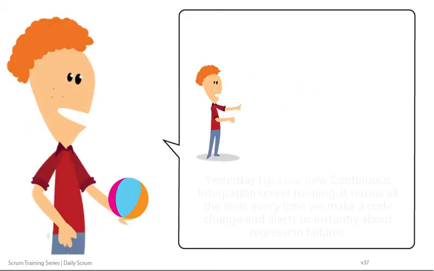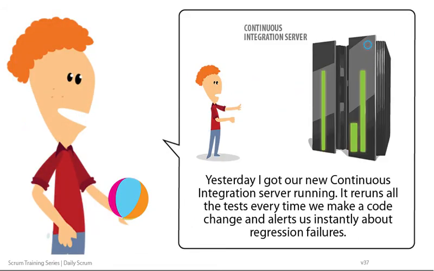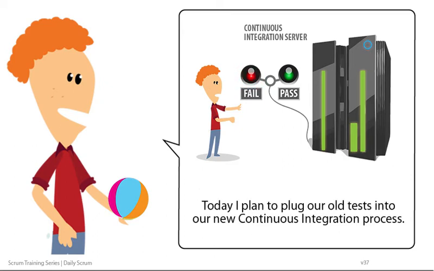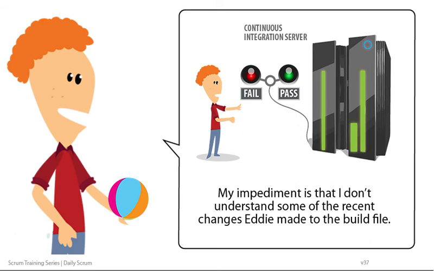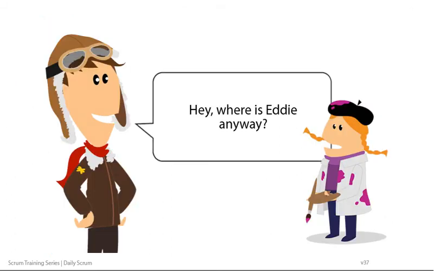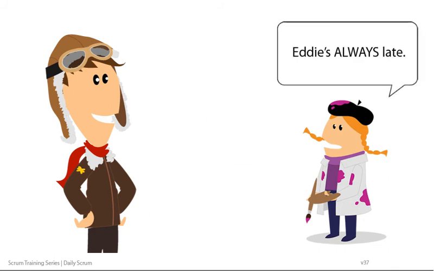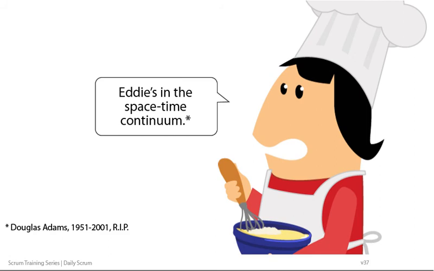Okay, team. Yesterday, I got our new continuous integration server running. It reruns all the tests every time we make a code change and alerts us instantly about regression failures. Today, I plan to plug our old tests into our new continuous integration process. My impediment is that I don't understand some of the recent changes Eddie made to the build file. Hey, where is Eddie anyway? Eddie's always late. Eddie's in the space-time continuum.